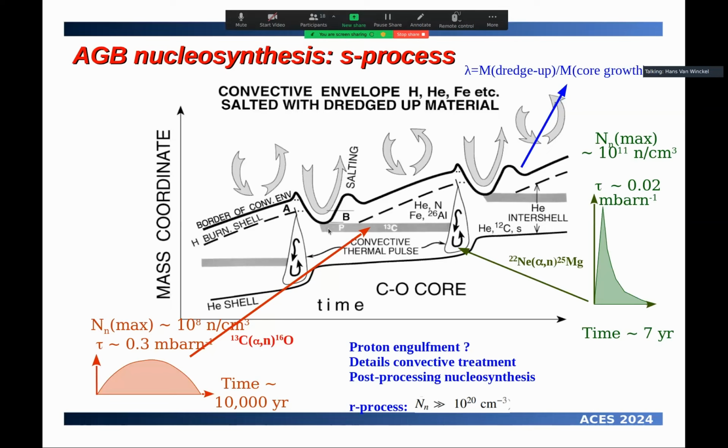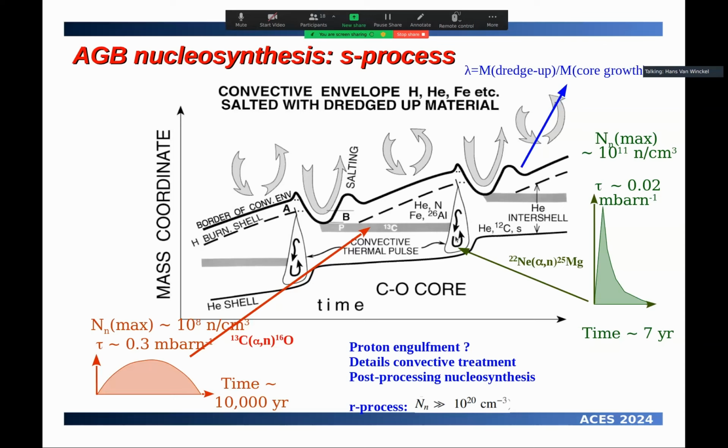The neutron source is in a radiative environment. You have the whole intershell period to create your s-process nucleosynthesis. If you integrate over the 10,000 years, you get an integrated neutron flux of about 0.3 millibarn. The densities associated with this s-process are about 10 to the 8 neutrons per cubic centimeter. At the next thermal pulse, you will mix all that material. You will mix the material which is enriched in those s-process elements over the intershell.